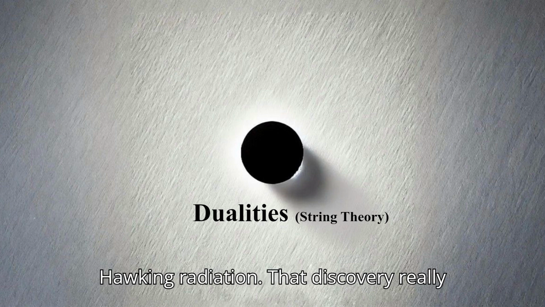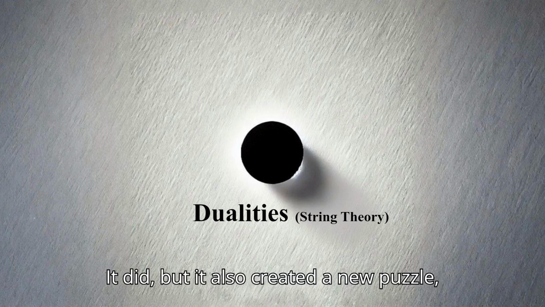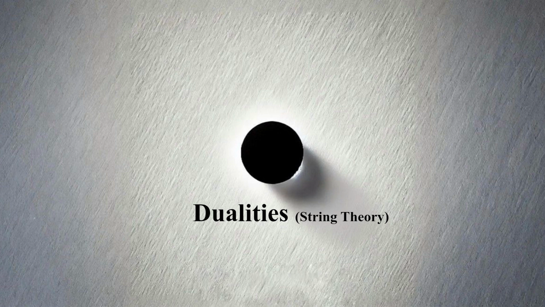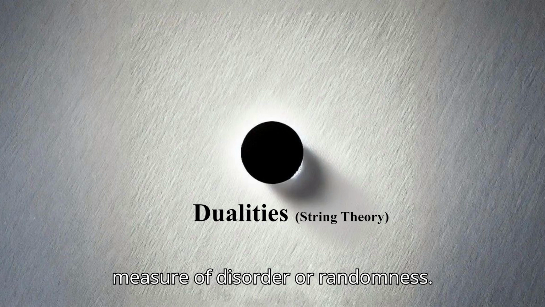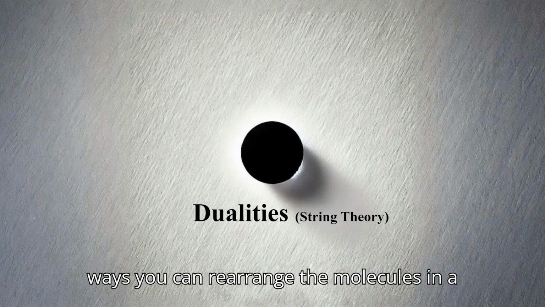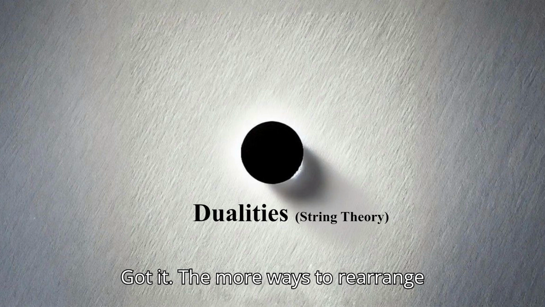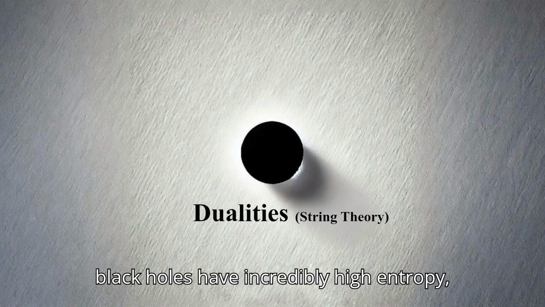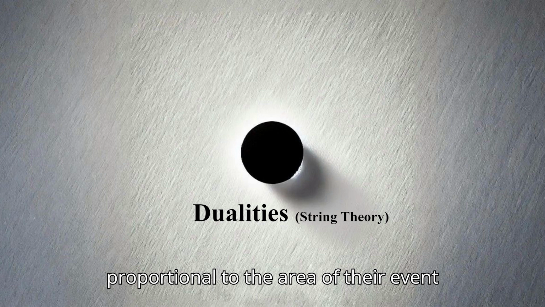Right, Hawking radiation. That discovery really changed how we thought about black holes. It did, but it also created a new puzzle, the puzzle of black hole entropy. See, in thermodynamics, entropy is a measure of disorder or randomness. It's like how many different ways you can rearrange the molecules in a gas without changing its overall state. Got it. The more ways to rearrange things, the higher the entropy. Exactly. And according to Hawking's calculations, black holes have incredibly high entropy, proportional to the area of their event horizon.